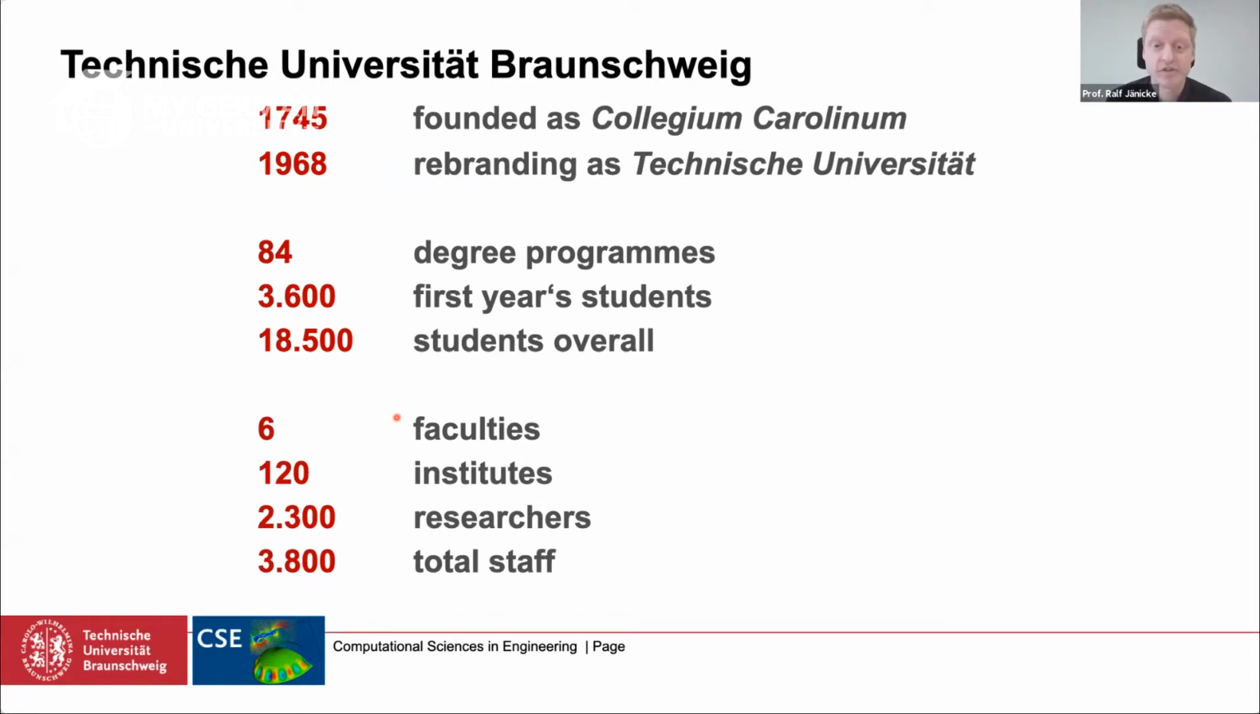Nowadays, we are responsible at the university level for 84 degree programs on the bachelor and the master level. We typically have around 3,600 students starting their studies here each year. And overall, we tend to have between 18 and 20,000 students here in Braunschweig. So it's not a super large university, but I think for us at least, it seems to be an advantage when it comes to the relation between the number of students and the number of teachers. From an organizational point of view, the university is structured into 6 faculties with 120 institutes and altogether 2,300 researchers working here.